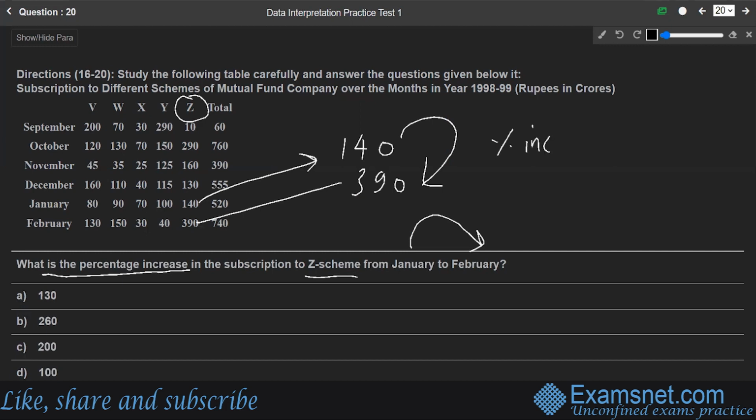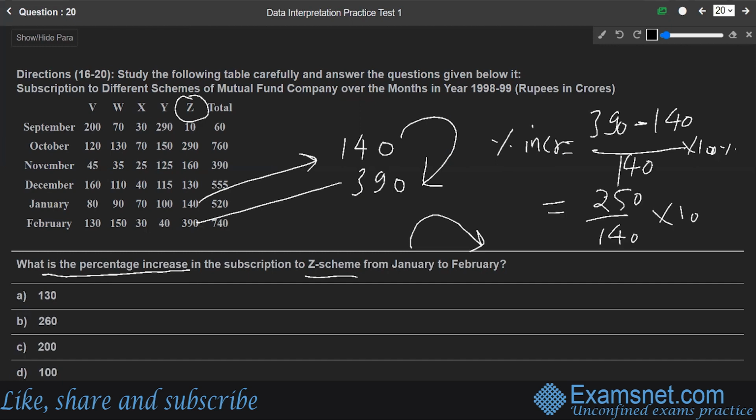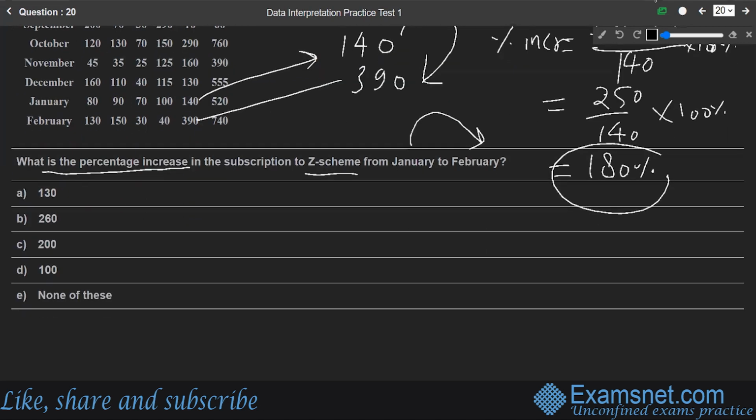That can be found out as percentage increase is the larger value minus the lesser value, divided by the old value. Always the old value is of January, that is 140, into 100%. So if we solve this further, this becomes 250 by 140 into 100%. If we do, this comes out approximately equal to 180%. Let us see where it is available in the options given to us. It is not available in the options, so clearly the answer becomes E, none of these, 180%.